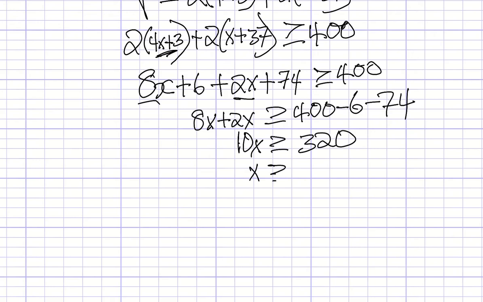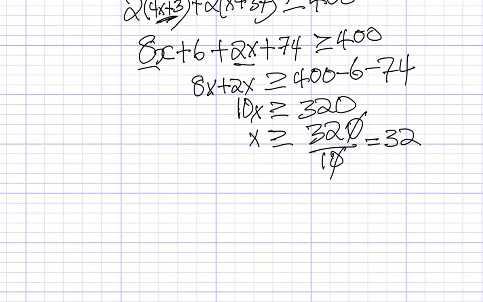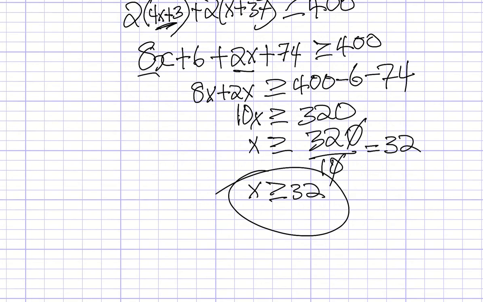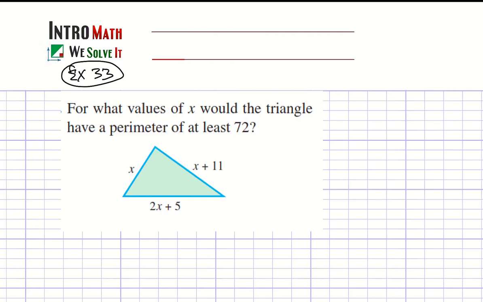So x greater than or equal to 320 over 10, and it will cancel out. That's 32. So what are they asking us? For what value of x? So x has to be greater than or equal to 32 for the given condition to hold. You see that, right? x has to be 32 or more. Okay, so we're done with that. There's nothing there. We don't overthink it. See a similar problem, okay?